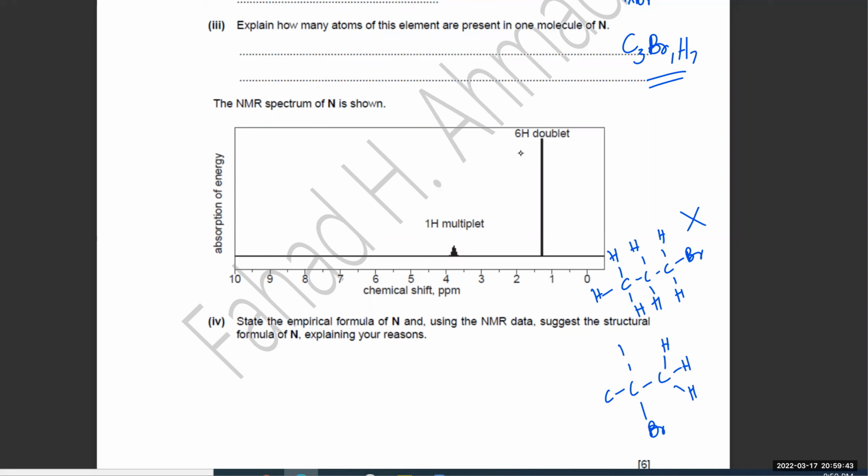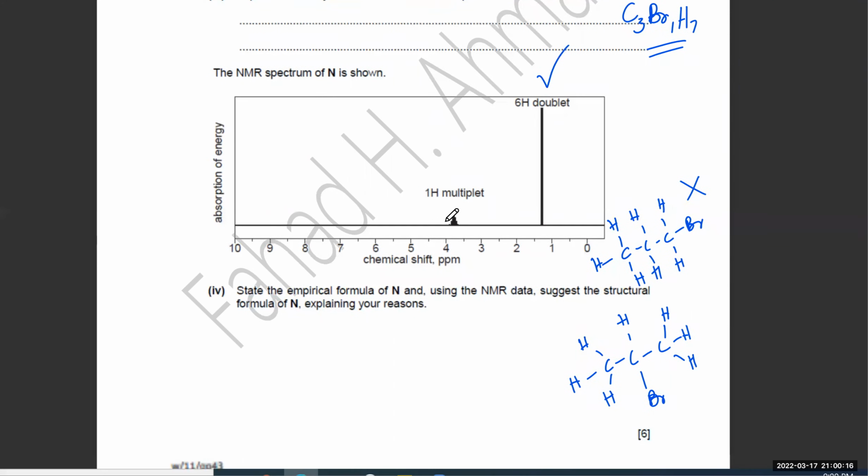So how many hydrogen environments in this case? 2. Because the 6 hydrogens at the ends are exactly the same. So that's this one. And there's 1 H. Because of the neighboring carbon atom having 1 H, this one is going to be a doublet. And because of the neighboring carbon atoms, this H is going to be a multiplet. So that's 1 H, that's a multiplet. So that's the answer. This one is the correct one. Is that clear? Yes, sir.